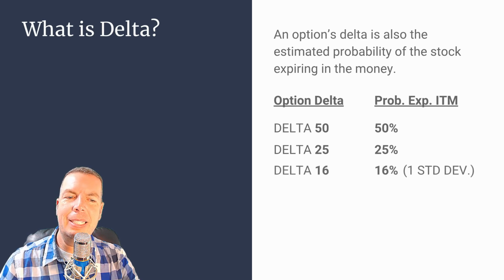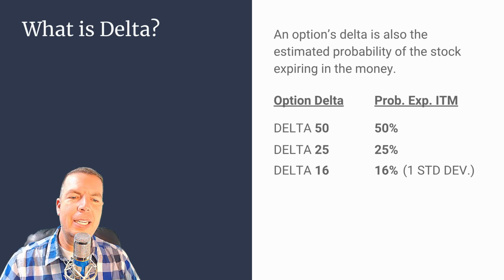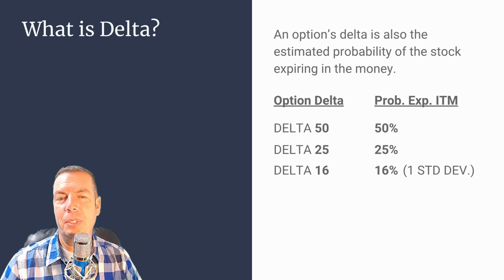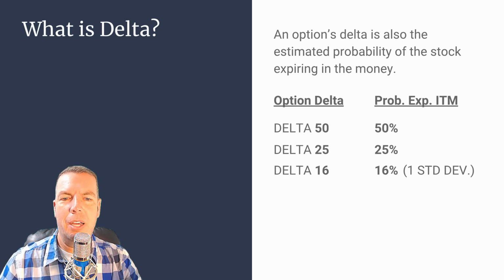Now, if you're looking at the 16 delta, which is a 1 standard deviation, say you're selling options and you wanted that option to expire out of the money, you could sell that 16 delta option, which would be about a 1 standard deviation move on the stock.